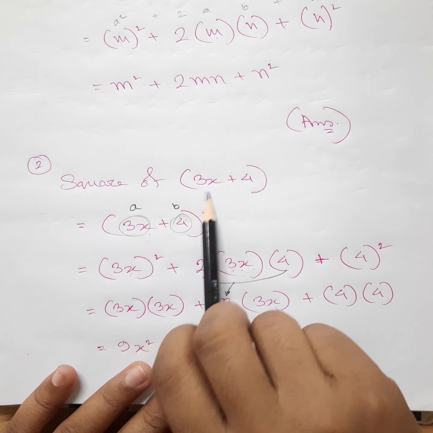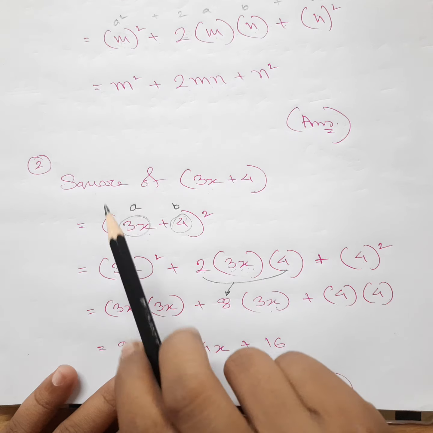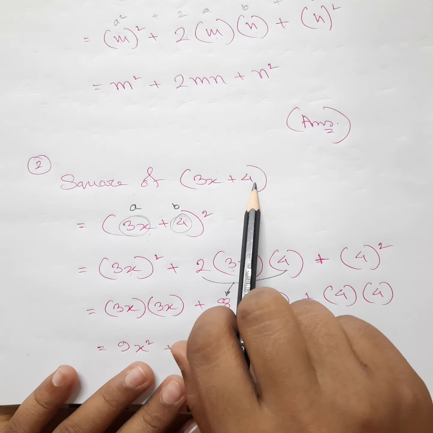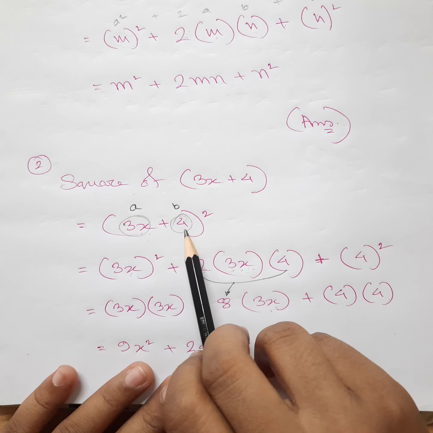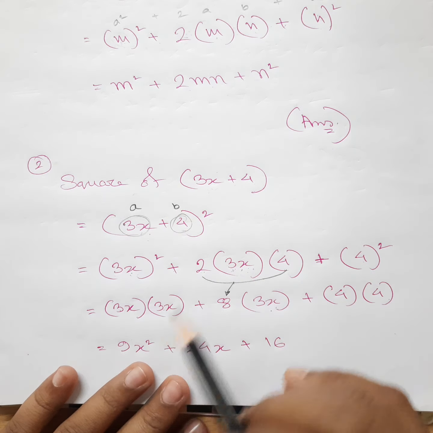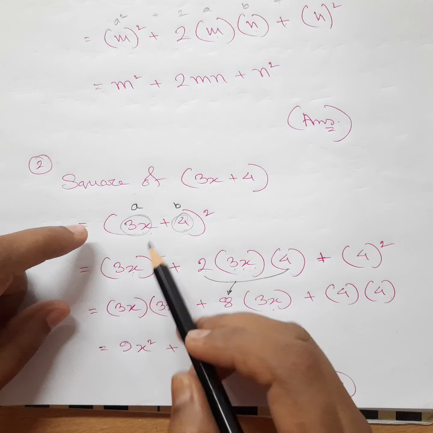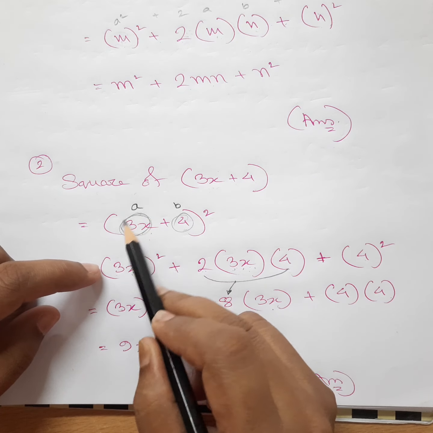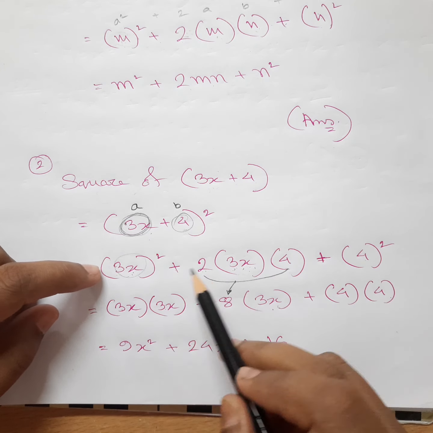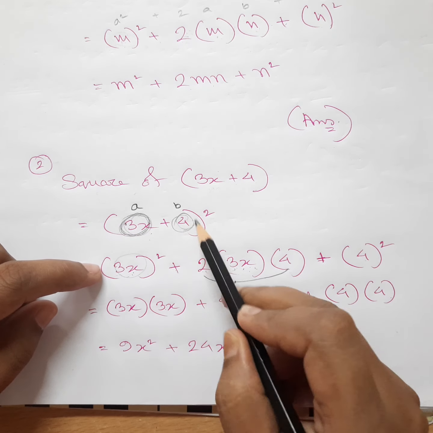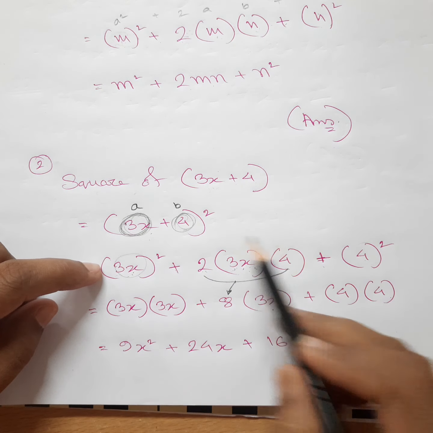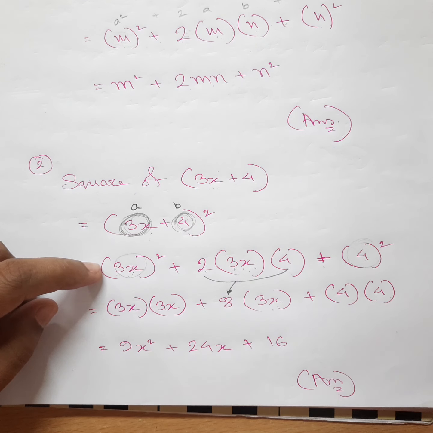Now, this is example 2 actually: square of 3x plus 4. Consider 3x as a and consider 4 as b. At that time what will happen, we will say something like this: a square plus 2a into b plus b square. This is my a, this is my b, this is the square.